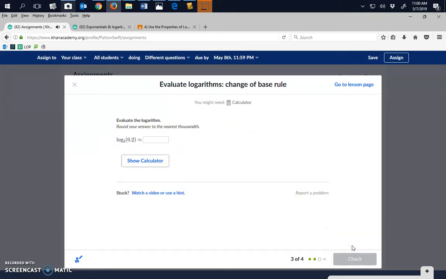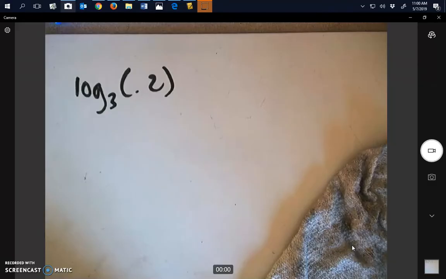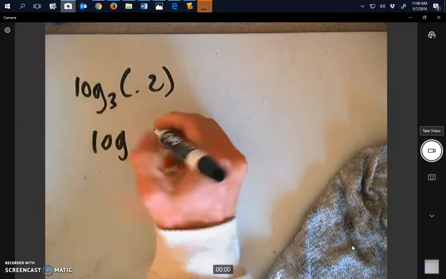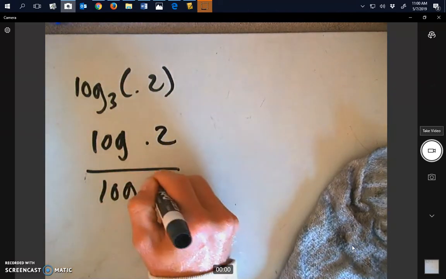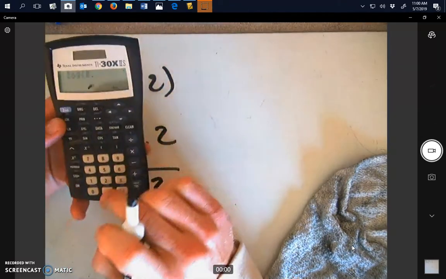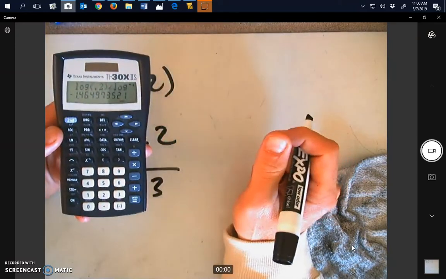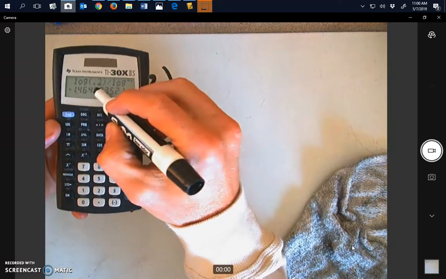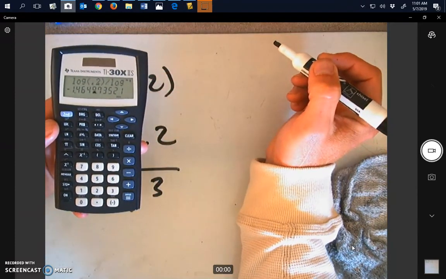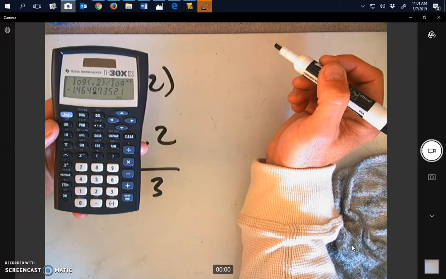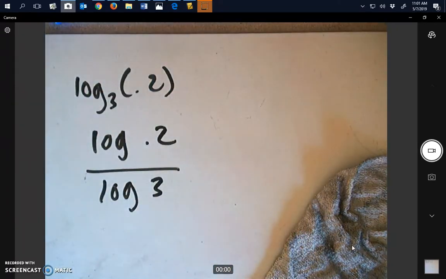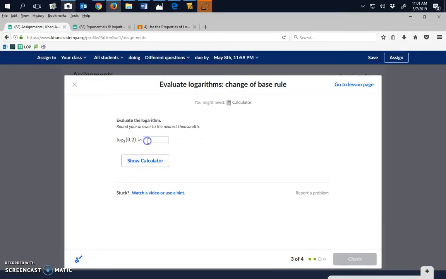Next question. All right, looks like a pretty easy one again. We're not having anything out in front. So log 0.2 with base 3. Rewrite that as log 0.2 over log 3. Plug it in: log 0.2 divided by log 3. We get negative 1.4649. This 9 right here is going to make my 4 turn to a 5. So negative 1.465.